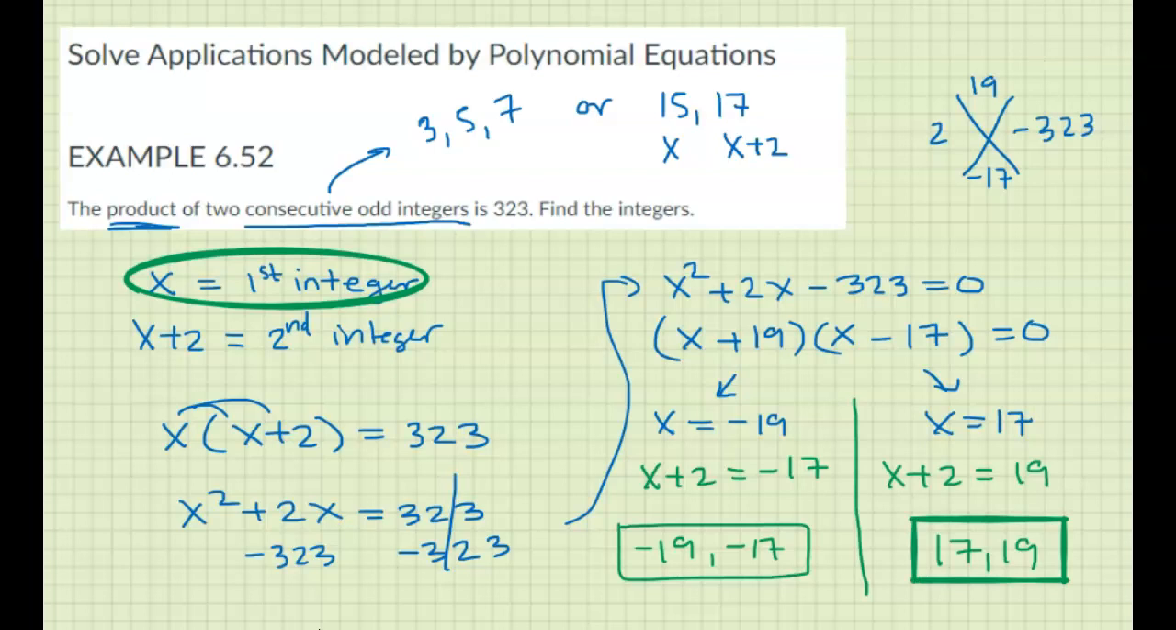Okay, because it didn't say that they have to be positive or negative, both of these are correct answers.